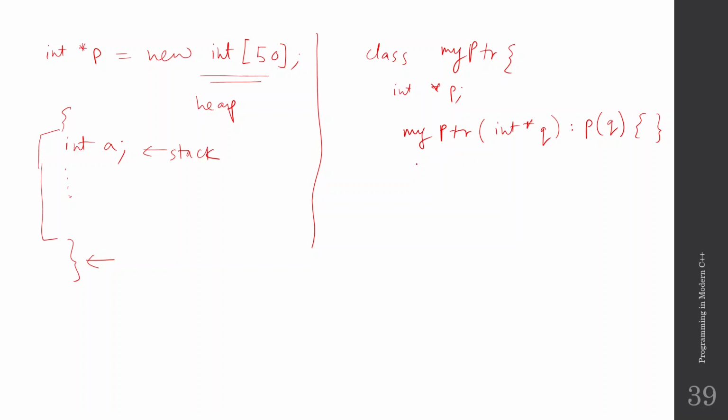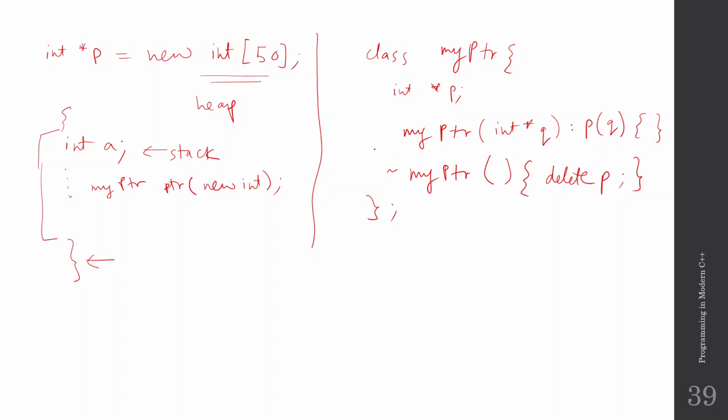Now the genius thing is this, that we can create a destructor, and inside the destructor we can write delete p. Okay, so now let us say in our code we use this smart pointer. So we are using the smart pointer in our code.